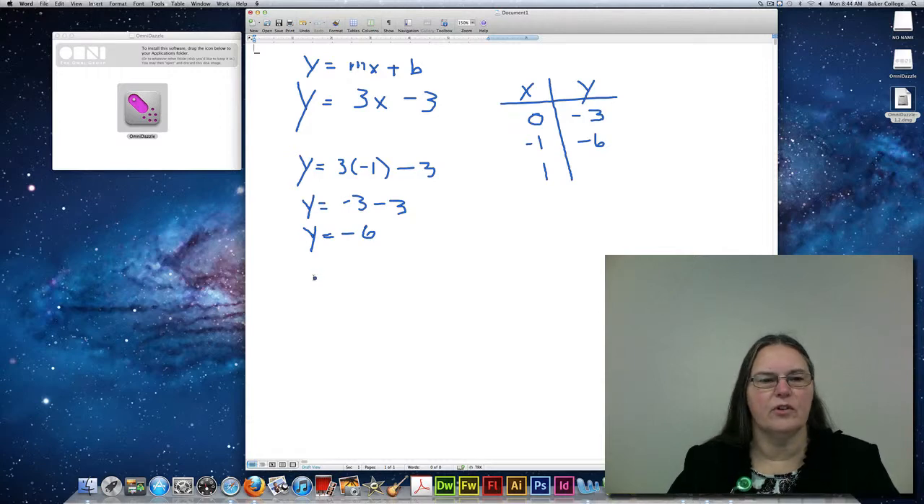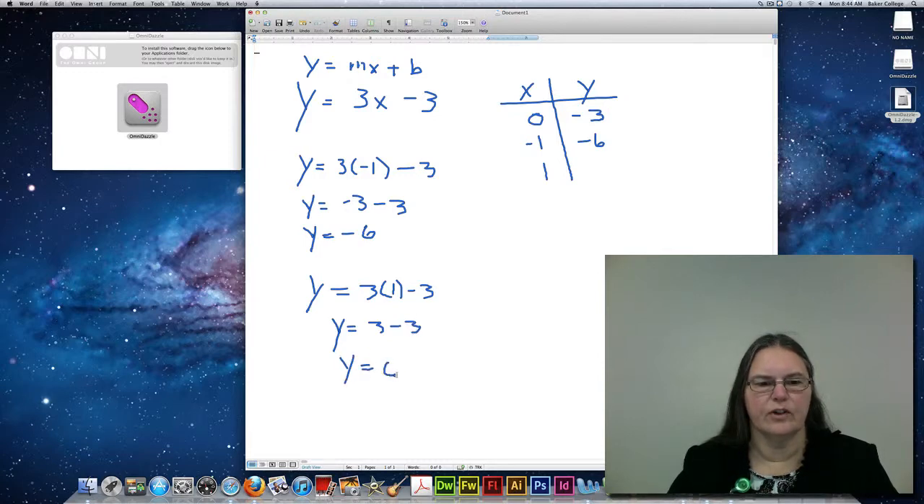Then the next substitution is y equals 3 times, now we're going to use 1 minus 3. So y equals 3 minus 3. In this case, y is going to equal 0. So here we go. This is 0 here.